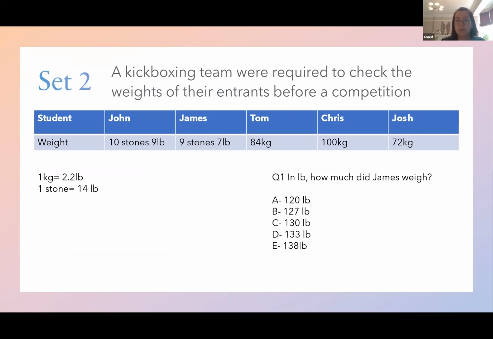So this is a different set of data now. I'm going to do some questions based on this set of data. So I'll give you 45 seconds on the clock for this question. Okay, put 45 seconds on the clock now.